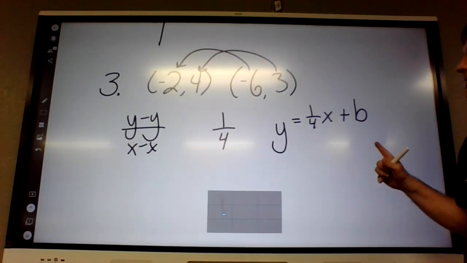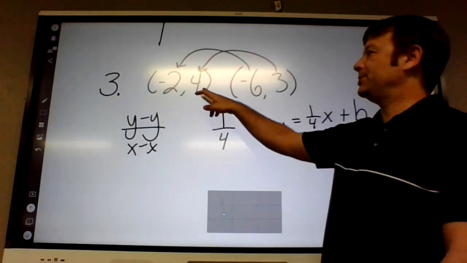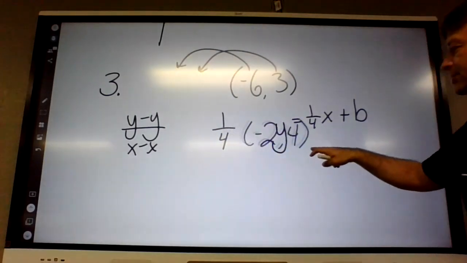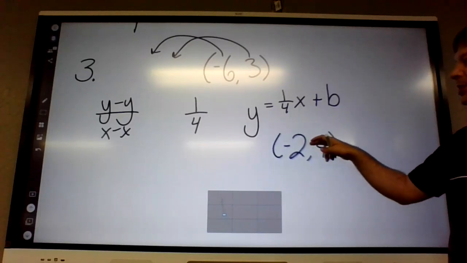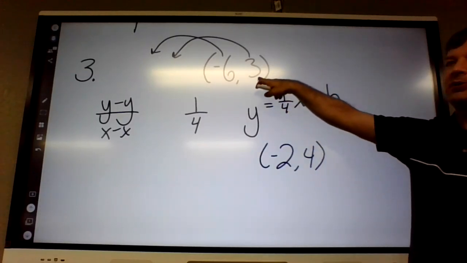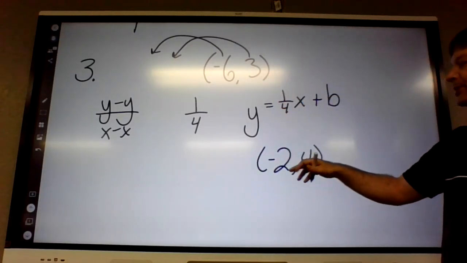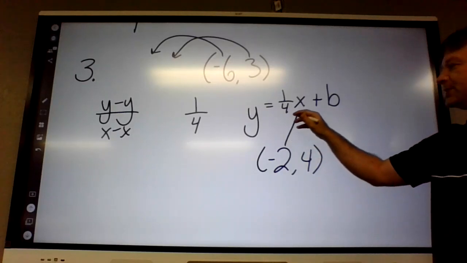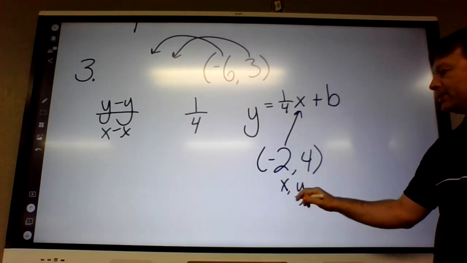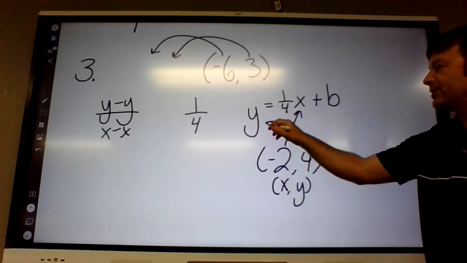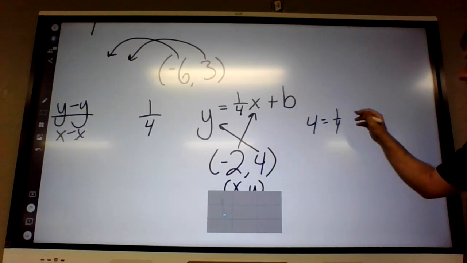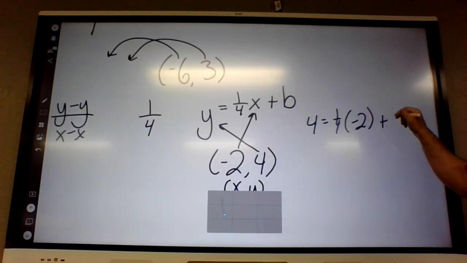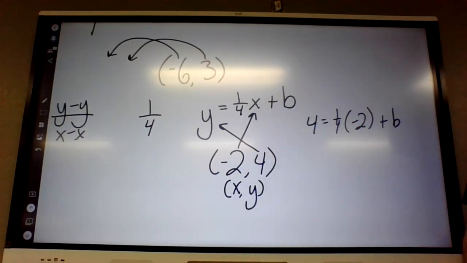Here's how you can know for sure, and we're going to use this trick a lot today. So -2, 4 is one of the solutions. It's a point on the graph. So -2 is an x value, and 4 is a y value. So if we plug those in, we can solve that for b.